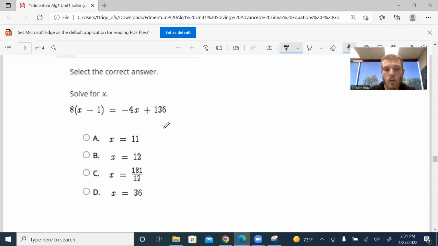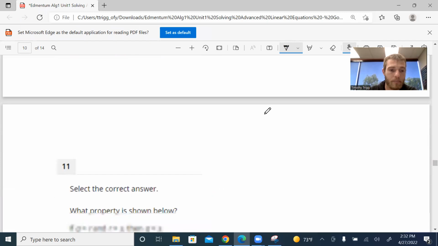For this one, I'm pretty sure you got it. But for your first step, you're going to distribute this 8. Remember, it's 8 times x and then 8 times -1. Solve it after that.